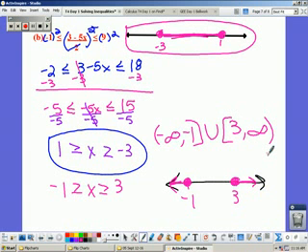Do you remember something about this stuff, when I put those brackets? It's brackets when you have closed circles. So you have a closed circle on 3, so next to 3 I'll have a bracket. And I have a closed circle on negative 1, so next to negative 1 I have a bracket. For the infinity though, like before, the next to it is always a parentheses. Always. Okay?